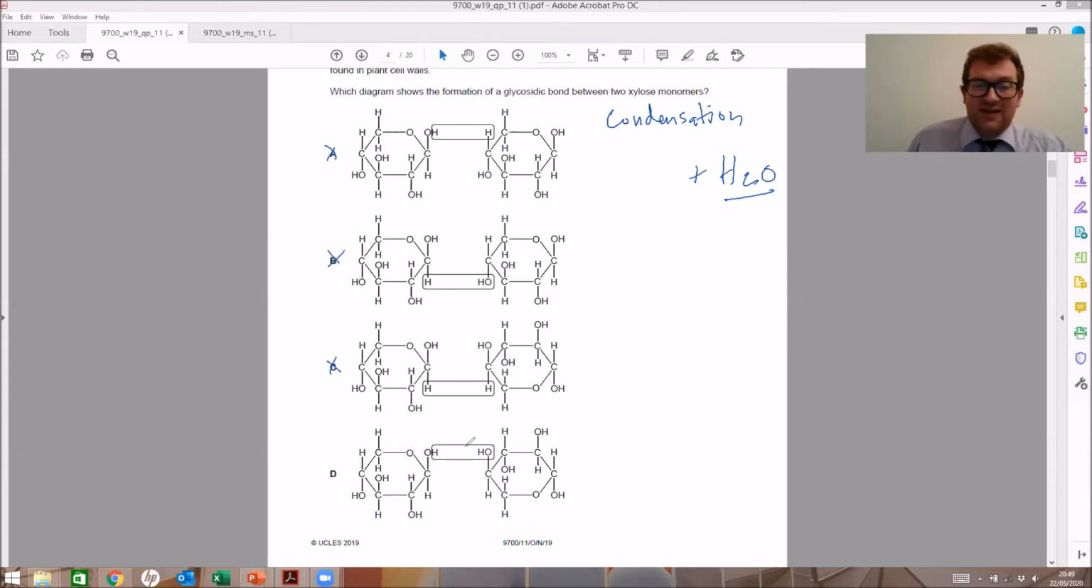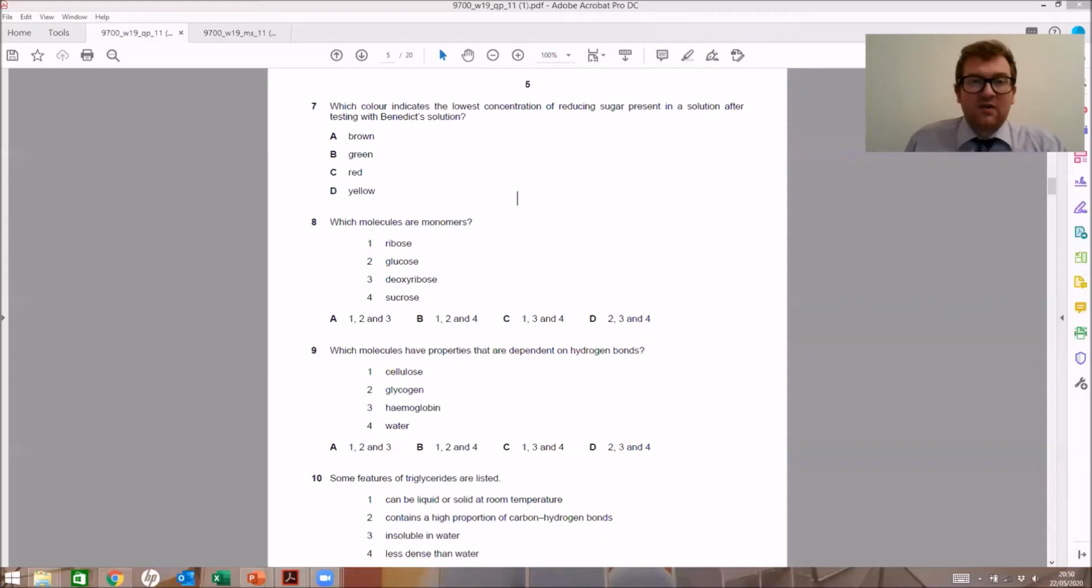The only option here is between this OH group and that OH group, and when that water is expelled here, this forms a bond between the two monomers to create the polysaccharide chain. So the only option here is D, but it's very important you remember this condensation reaction and the product. It would really help you understand this question.